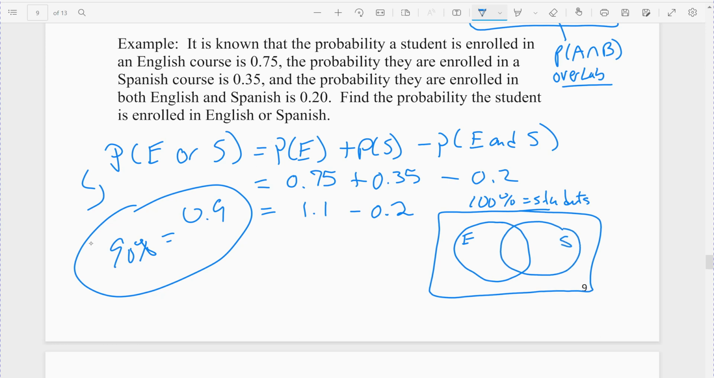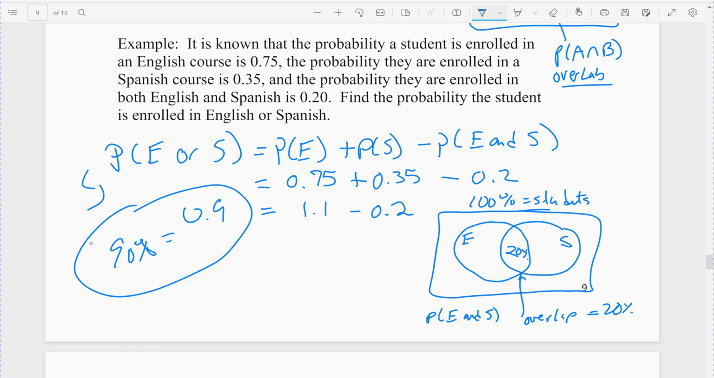So the English circle should add up to 75% of the students. In the overlap, which would be the probability they're in English class and a Spanish class, well, that was 20%. So 20% out of all of the students are in both, which means there are only 80% left. And so now the English circle should add up to 75%. So 75% of them are enrolled in an English class.